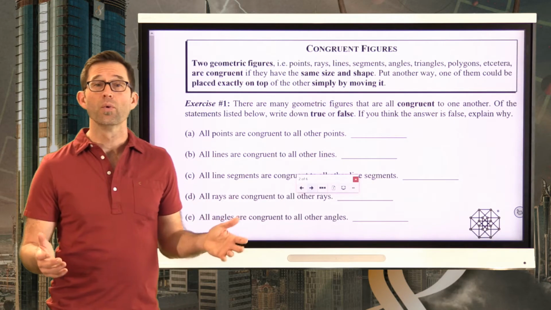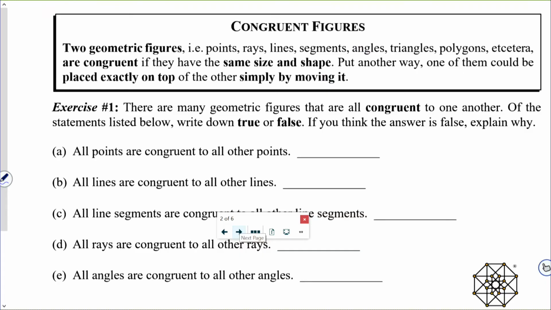Here we go, congruent figures. Two geometric figures, i.e. points, rays, lines, segments, angles, triangles, polygons, etc. are congruent if they have the same size and shape. Put another way, one of them could be placed exactly on top of the other simply by moving it.